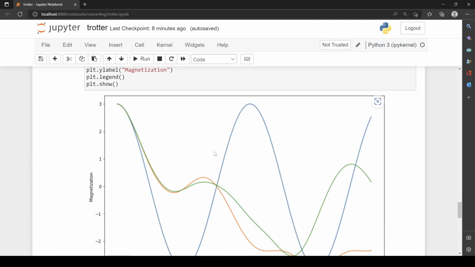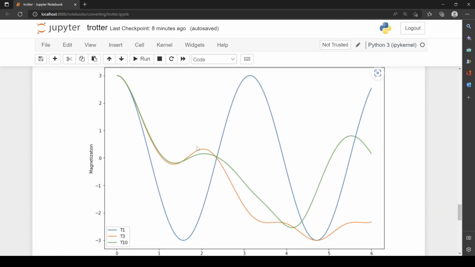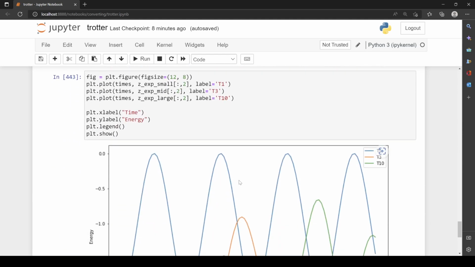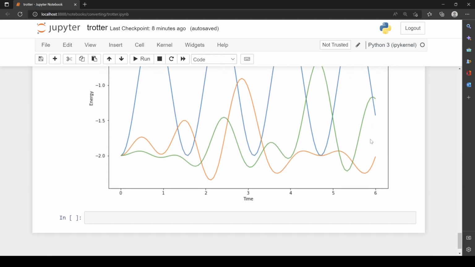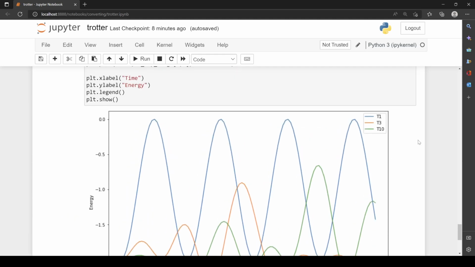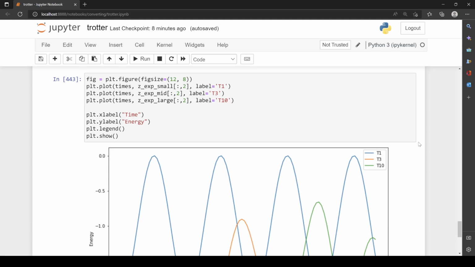Now we're going to be looking at the magnetization. Once again, it's the same colors here. You can see similarity up to a certain time, but then 3 and 10 diverge. And then here we have the energy. You can see it has a very cyclic pattern to it, but it's just improving the estimations of it over time. So yeah, that's basically all I had for this in mind.